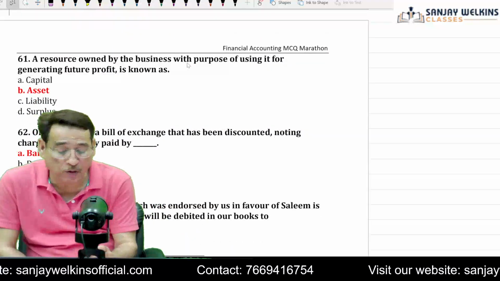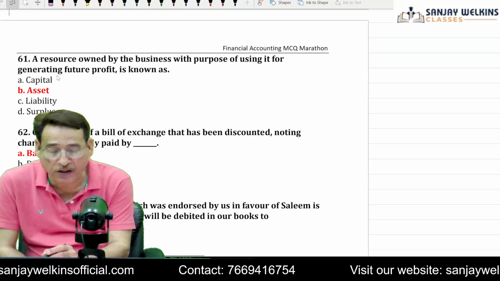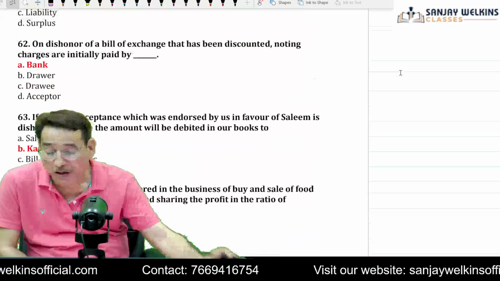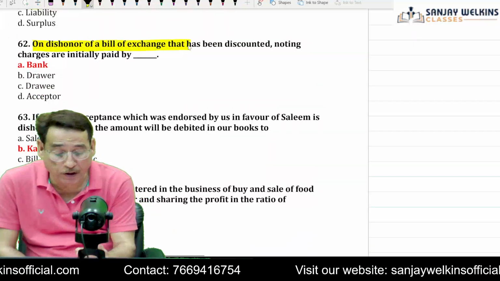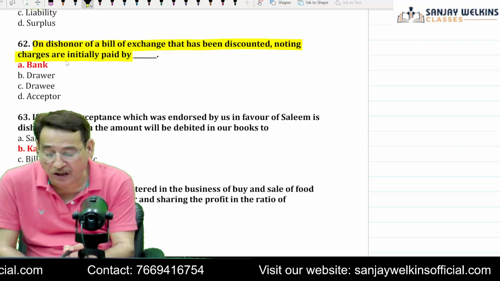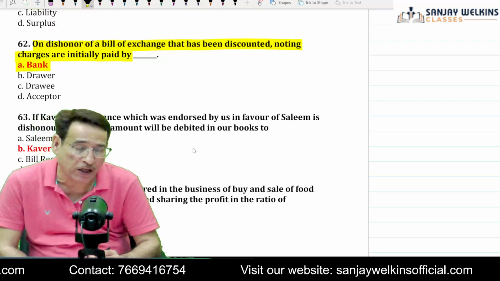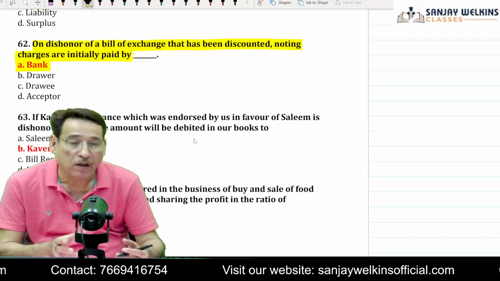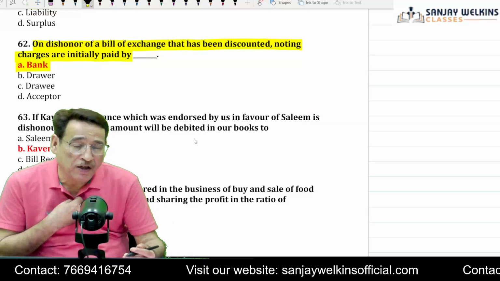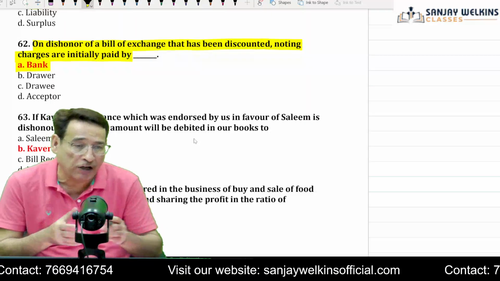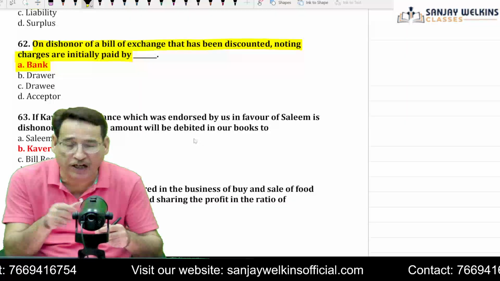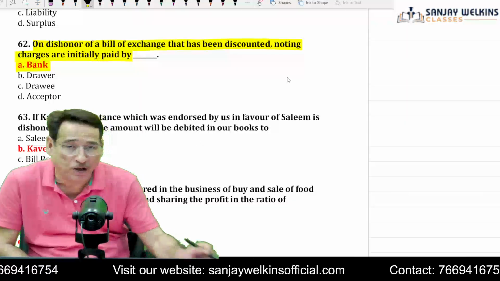A resource owned by the business with the purpose of using it for generating future profits is asset, no doubt about that. On dishonor of a bill of exchange that has been discounted, noting charges are initially paid by bank, no doubt about that. The party which is having the bill, and if the bill is dishonored, then that party will have to prove that we did not receive the amount, and for that they will have to get the facts notified from the notary and they will have to pay some notary charges.